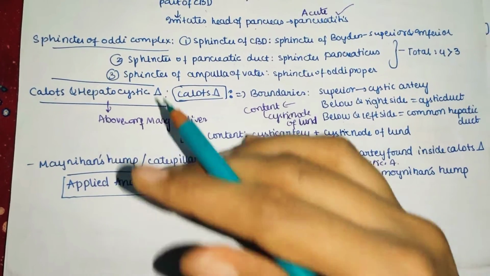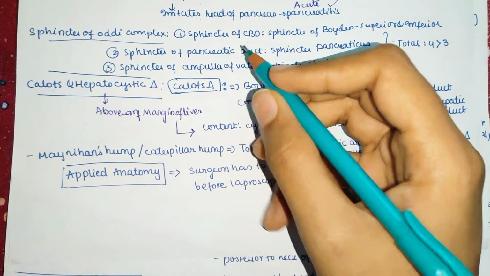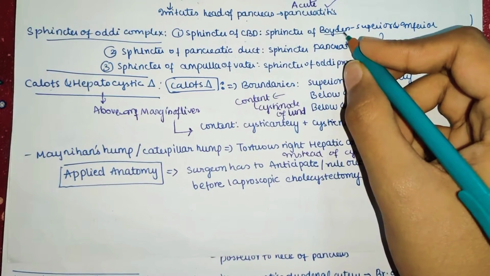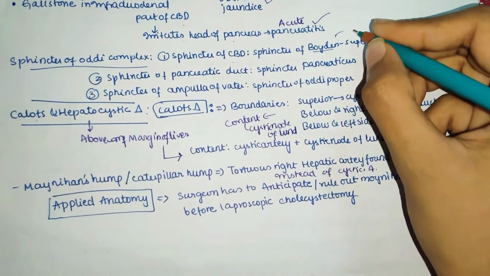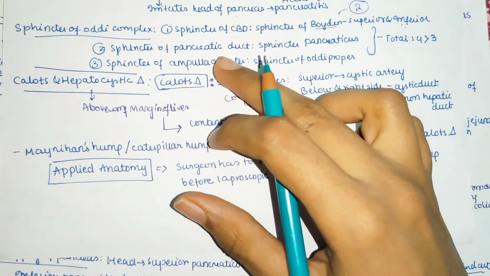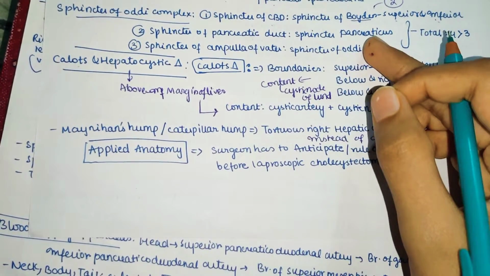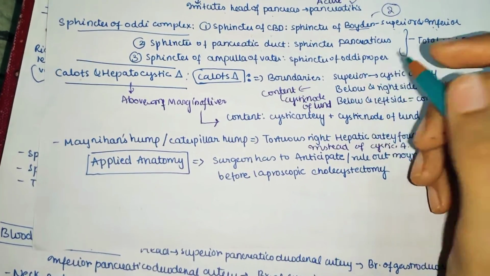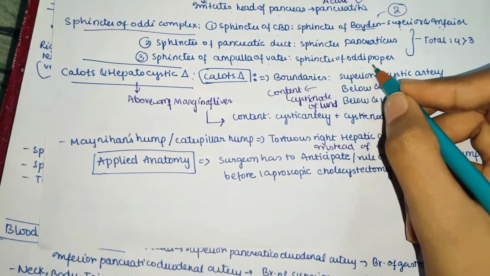So coming to the sphincter of Oddi complex. The sphincter of the common bile duct is called the sphincter of Boyden, which is divided into superior and inferior. So there are two sphincters of Boyden, superior and inferior. Next there is the sphincter of the pancreatic duct, also called sphincter pancreaticus, present in the pancreas. Next we have the sphincter of the ampulla of Vater, which is the sphincter of Oddi proper.